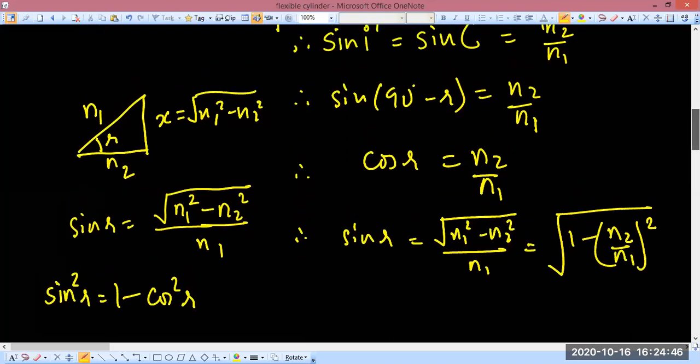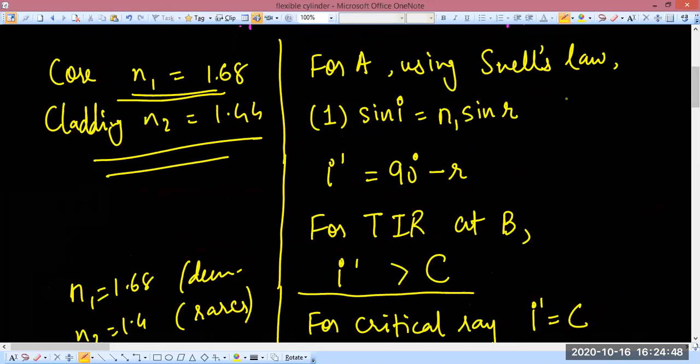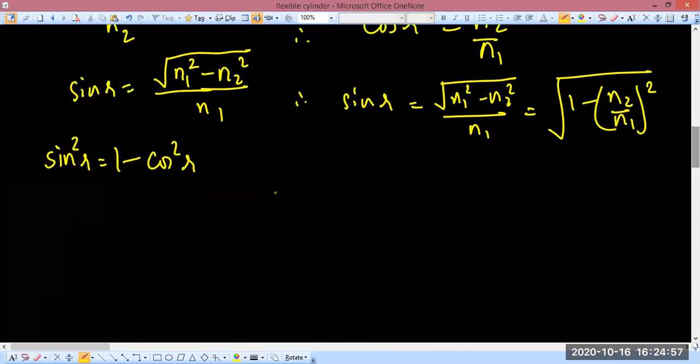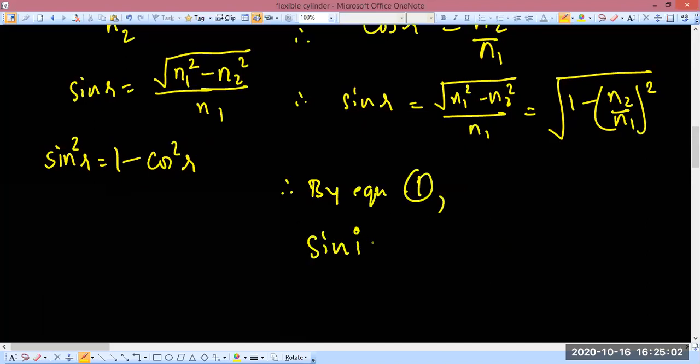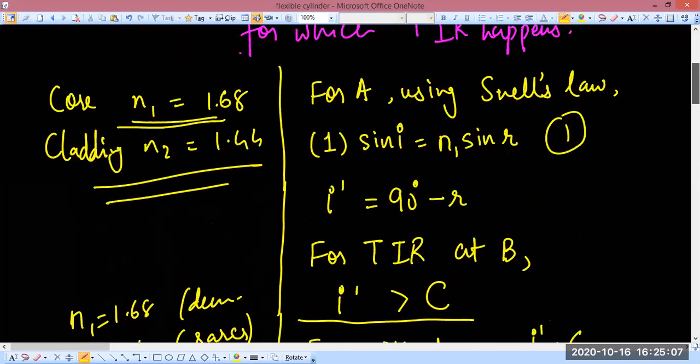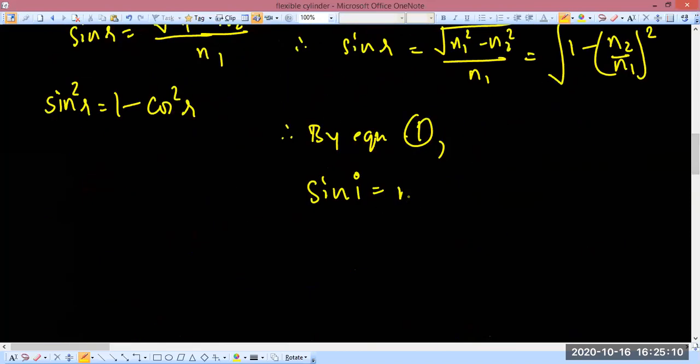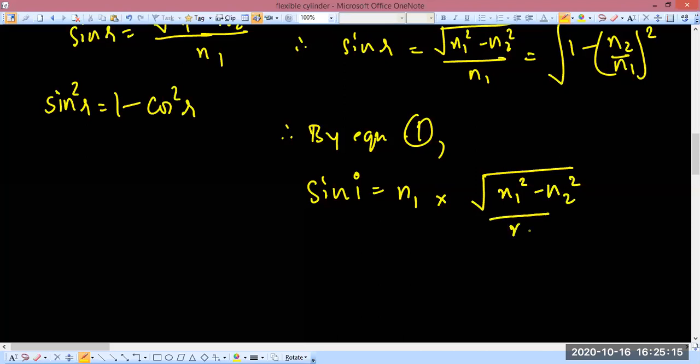So now we will put the sin r over there in the first equation, so we can get the value of I. We will put it in this first equation, so we will get the value of I. Therefore, by equation 1, we get sin I is equal to n1 into sin r. So n1 cancelled, so sin I is equal to under root n1 square minus n2 square.